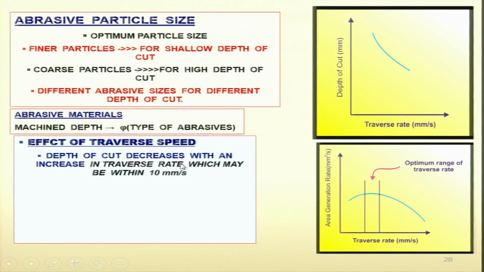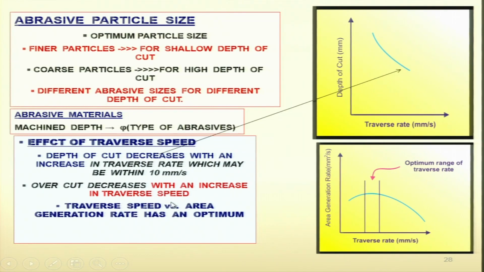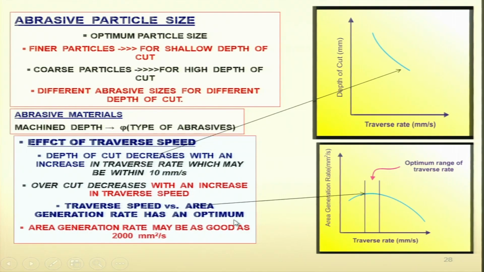So depth of cut decreases with an increase in traverse rate, which may be within 10 mm per second, as shown over here. Overcut decreases with an increase in traverse speed. Traverse speed versus area generation rate has an optimum, as shown over here. Area generation rate may be as good as 2000 millimeter square per second.